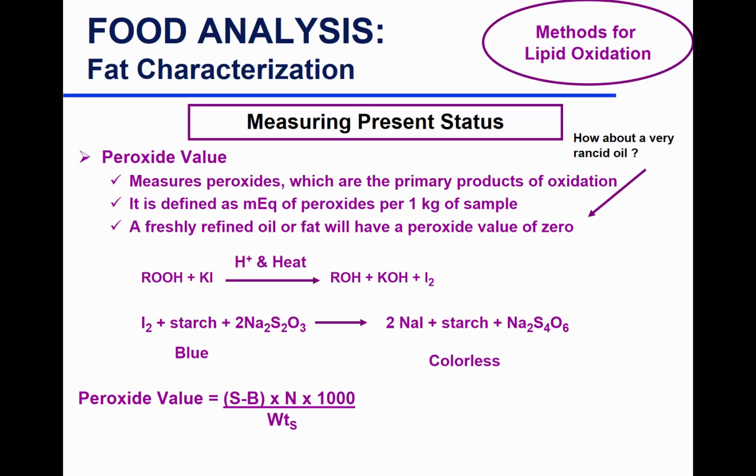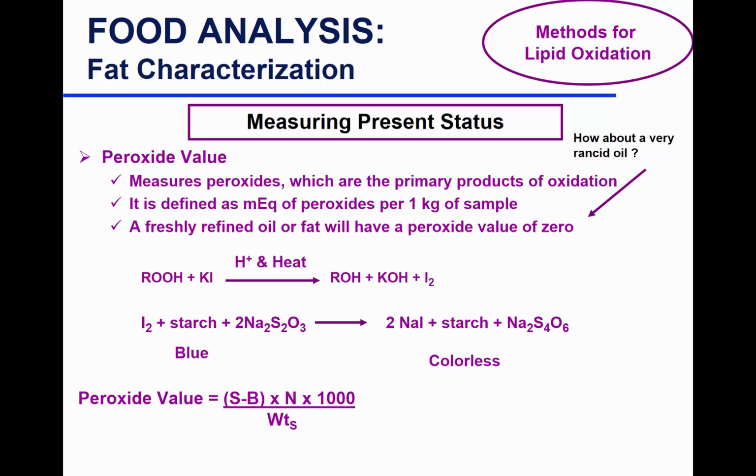So the first one is peroxide value, which is the primary oxidation product. Peroxides are the primary oxidation product. So you would measure them, and the peroxide value is defined as milliequivalent. Again, this is important. Milliequivalent of peroxides per 1 kilogram of sample. So a freshly refined oil or fat will have a peroxide value of 0.